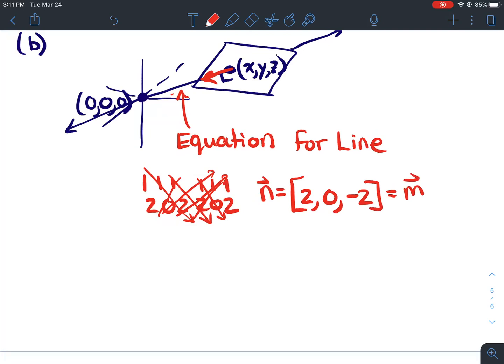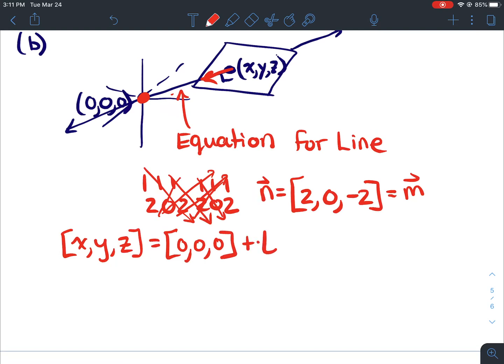Then the other thing we need for an equation of a line is a point on the line, and we know the line is going to go through 0, 0, 0. So the equation of our line is x, y, z equals 0, 0, 0 plus t times 2, 0, -2, because we have a direction vector for our line and a point. So we've got the equation of a line done.